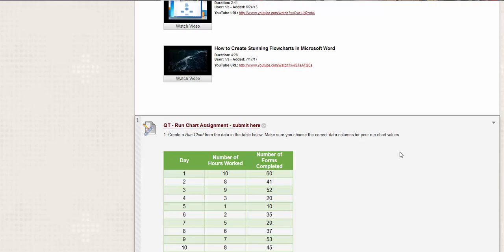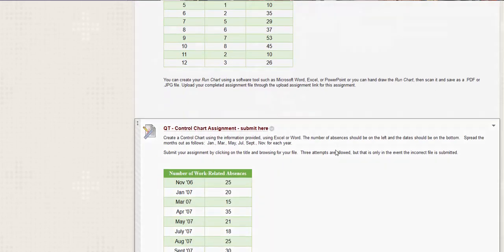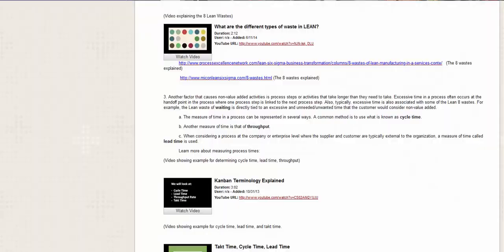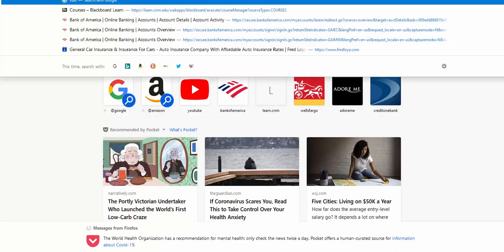Now your homework. This is very simple. Okay. So create a run chart from the data in the table below. So if we go, sorry, I'm probably making you seasick. Let's go look at a run chart.